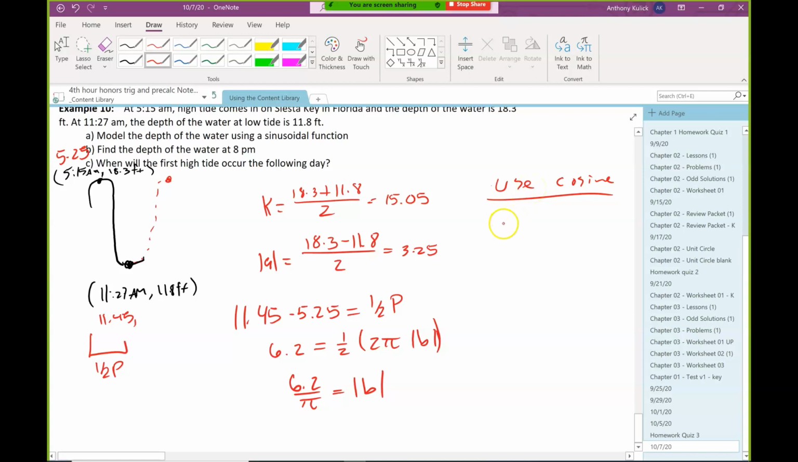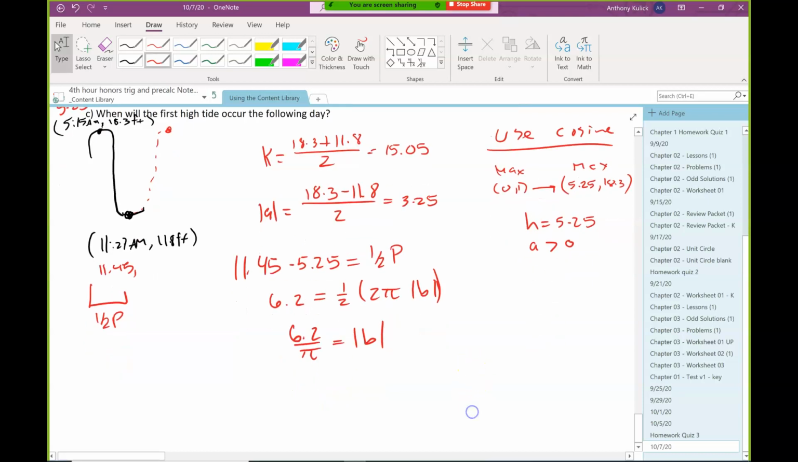So we're going to take the maximum for cosine, take it to the maximum in my transformed function. So my h is 5.25, and my a has to be positive. So I can say, well, not to be confused with that h, I'll write it as h of t for height, is equal to 3.25 cosine of the reciprocal of b times t minus h plus the midline. There's my part A.